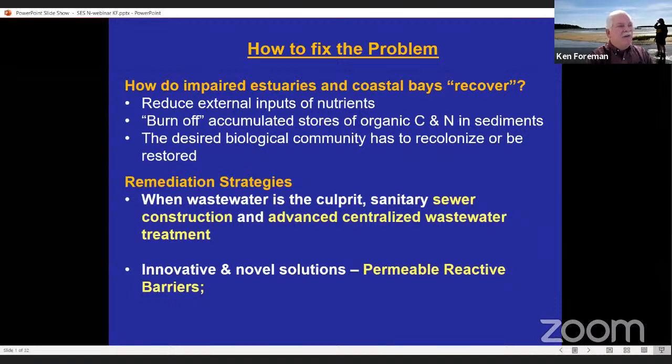In terms of remediation strategies, the classic one, of course, when the culprit is wastewater, is the construction of a sanitary sewer and advanced centralized wastewater treatment. But we're also exploring, as part of our research and something we've again integrated into the SES, the use of permeable reactive barriers. As you will see, they are considered permeable because they allow water to flow through them, but they contain media that reacts with the nitrogen and converts it from reactive to unreactive. So that's why they're considered a barrier.